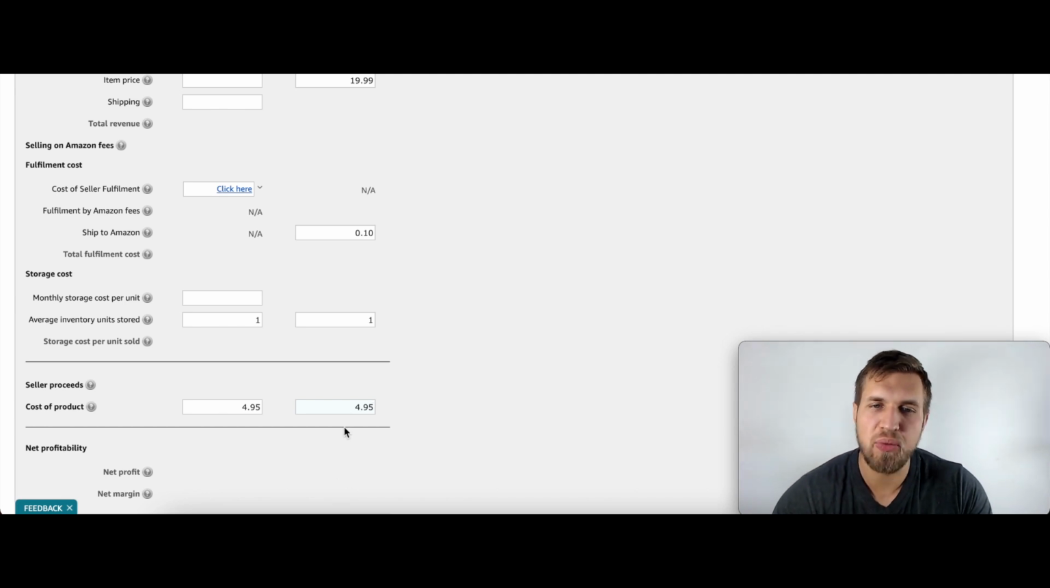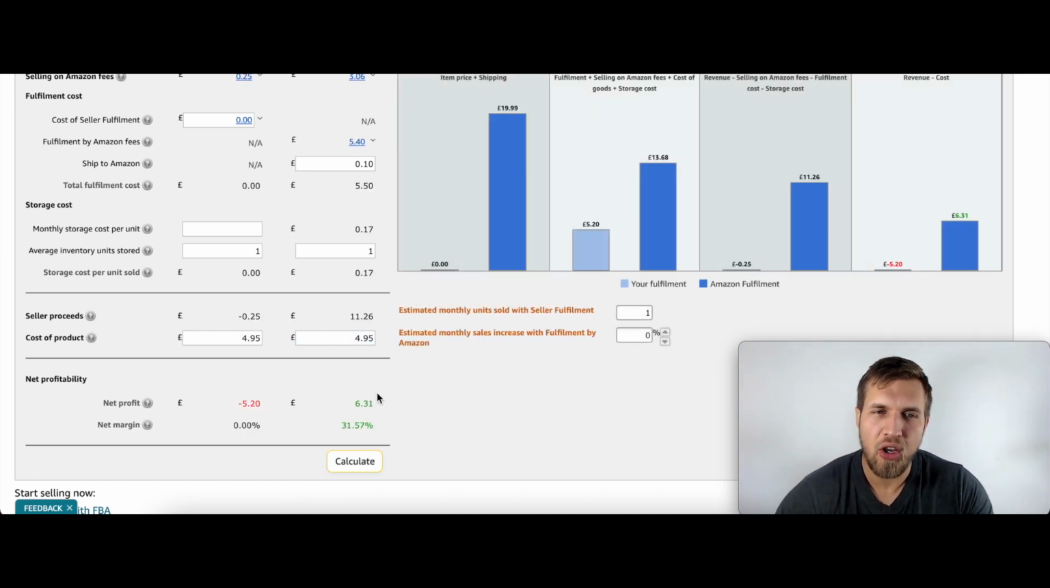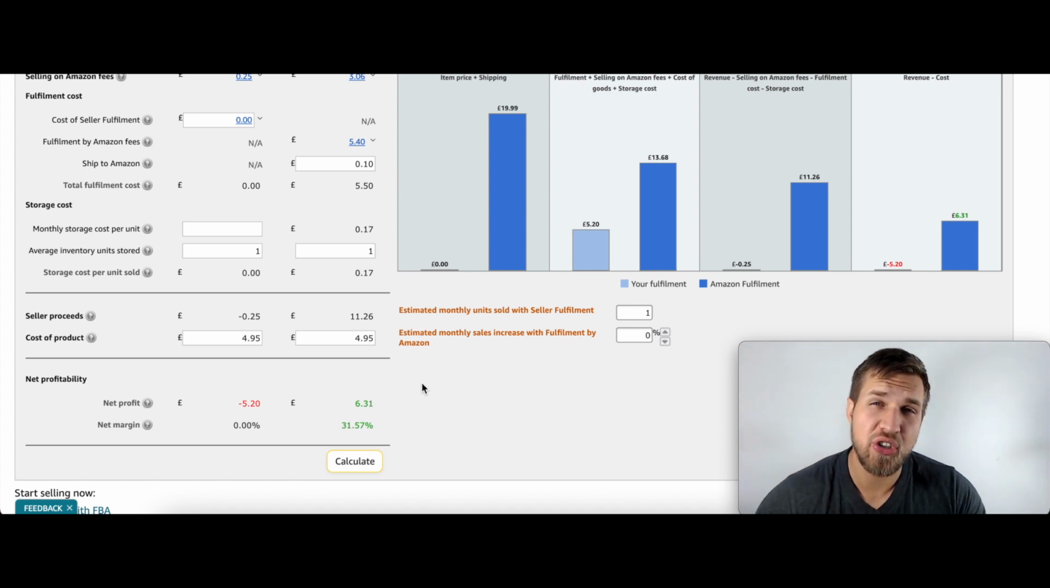Okay, but in this case we're going to choose £4.95 because I believe this is a bit more of a realistic figure. And once we click calculate, we see that the net profit margin is around 31% and the net profit is £6.31, which is really good in this case because we spend £4.95, and after all the fees that have come out, we are getting £4.95 back plus £6.31. So the ROI is actually above 100%. It's roughly around 120, 130, which is a great deal, at least in my opinion.